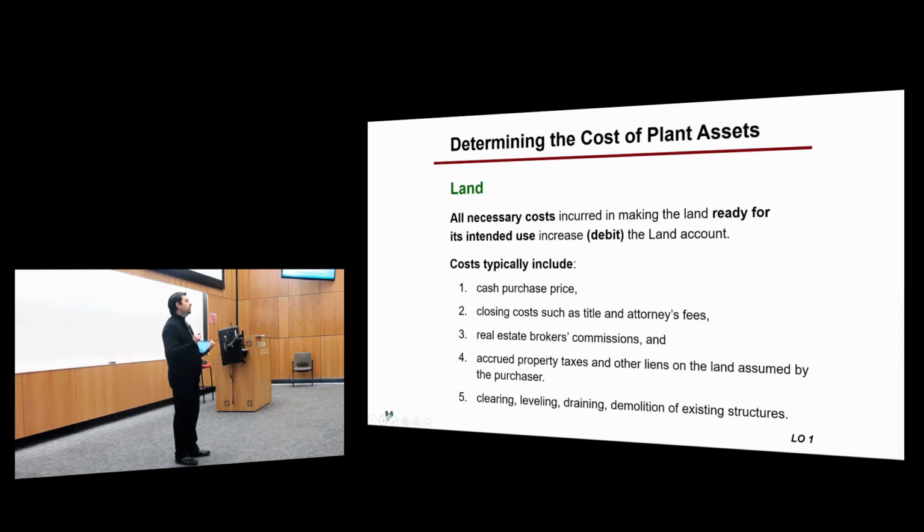If there were any property taxes that were accumulated from the previous owner, sometimes the buyer will say, okay, I will accept to pay any pending property taxes or any previous property taxes that are not paid yet. That will be included in the cost. Okay? There's one important thing about land. Land never depreciates. Unlike other property, plant, and equipment assets, land never depreciates because we consider that land will be there forever. This is why we do not depreciate the cost of land.